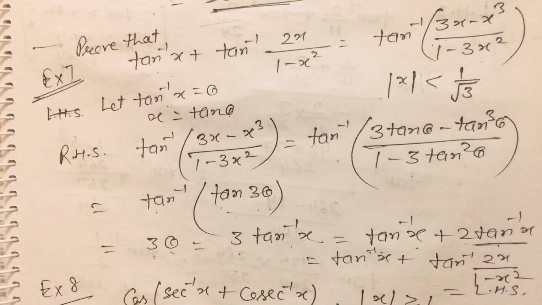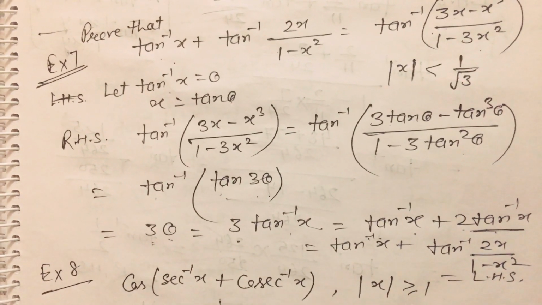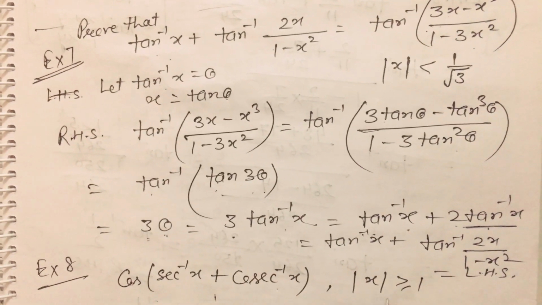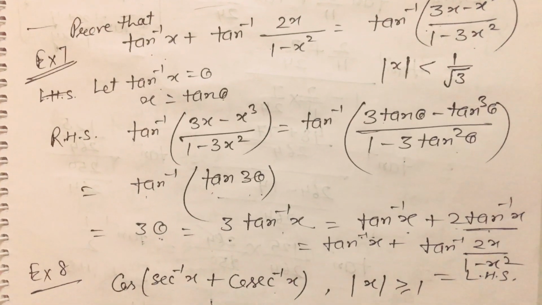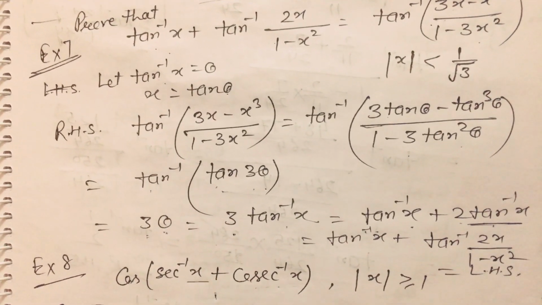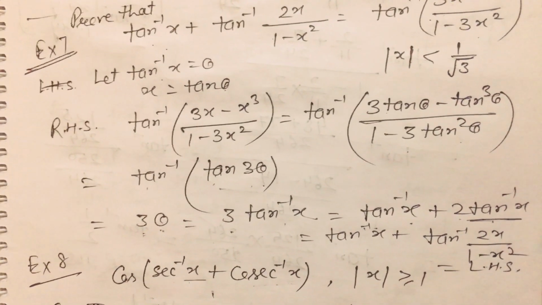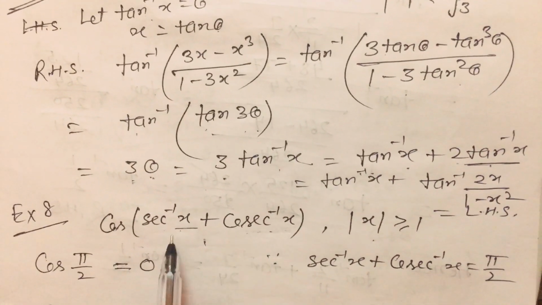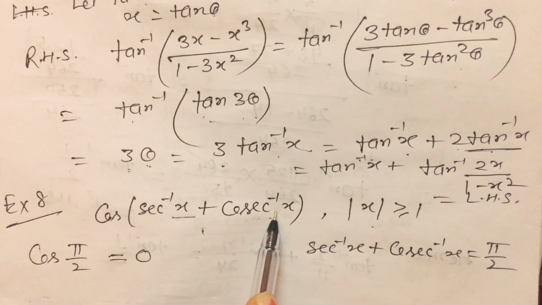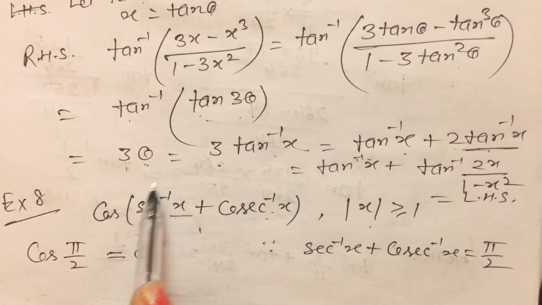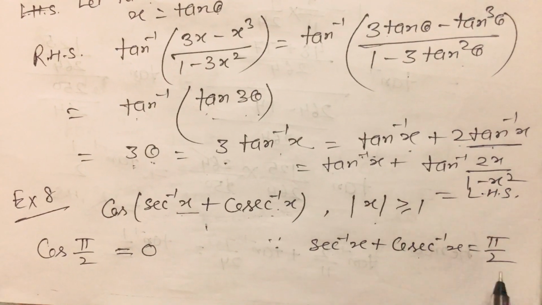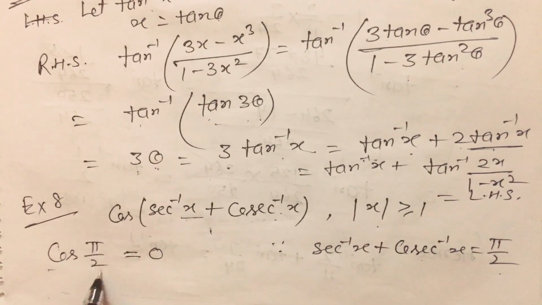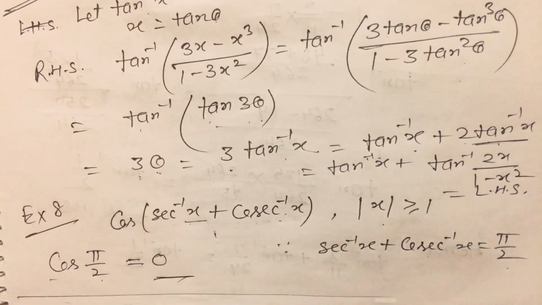Now the last example of this exercise, cos of secant inverse x plus cosecant inverse x. In this question, mod of x is greater than or equal to 1, because x here is in cosecant inverse and secant inverse x, and we know that this is the domain. And look, secant inverse x plus cosecant inverse x, we read about this, and this is equal to pi by 2. So we can write pi by 2. So cos pi by 2 is equal to 0, so the answer is 0.